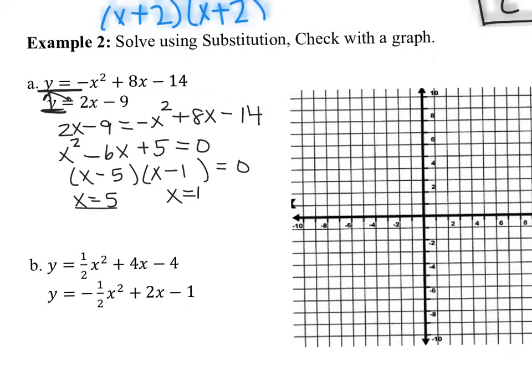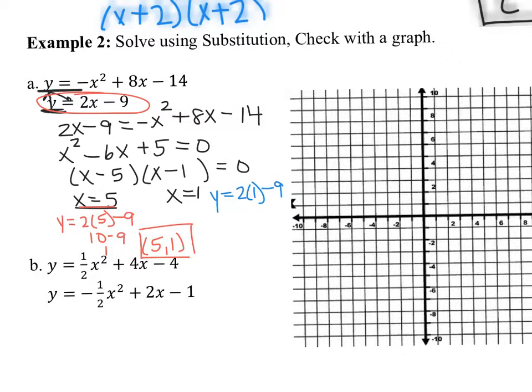So I'm going to take this first x value and plug it into one equation. I could plug it into the one I just circled, or I could plug it into this one. But obviously the bottom equation is quicker, because to find y, it'll be 2 times 5 minus 9, which is 10 minus 9, which is 1. So my first ordered pair is 5, 1. For my second ordered pair, I'm going to plug in 1. y equals 2 times 1 minus 9. So 2 minus 9 is negative 7. So I have 1, negative 7.